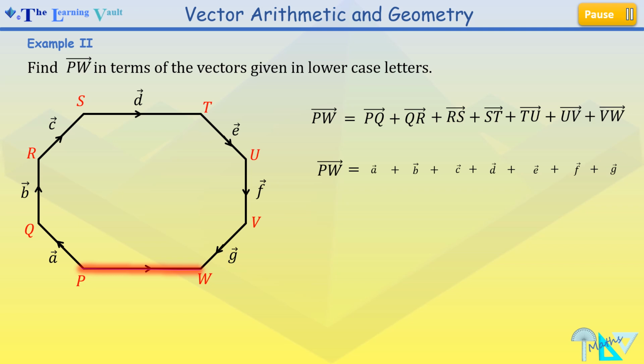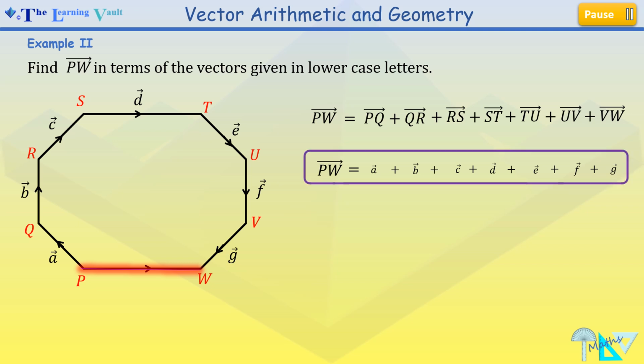Now let's write out the lowercase letters of the vectors, which is vector a plus vector b plus vector c plus vector d plus vector e plus vector f, and finally vector g. And that's our answer.